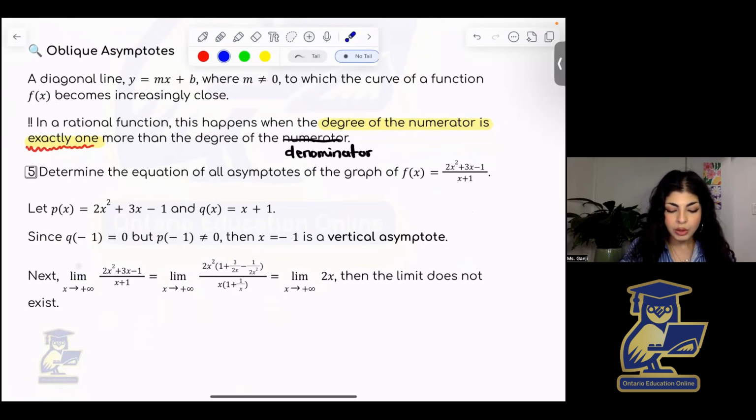We also do check this part for the vertical asymptote. Because we were asked to find all asymptotes, we are checking all of those. So in the denominator, this would be 0 for x equals negative 1. But in the numerator, this does not give us a 0 value, so this is actually a vertical asymptote.